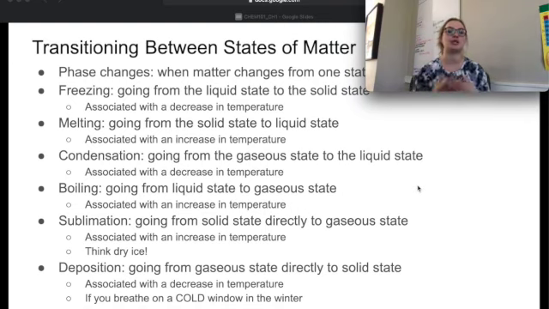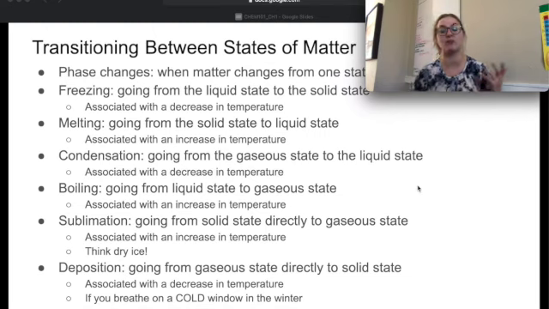So freezing is going from the liquid state to the solid state. It's associated with a decrease in temperature, right? If we want to freeze water to make ice cubes, we've got to get water from the sink, put it in our ice cube tray, put it into the freezer, and let it sit for a while to have that temperature decreased enough that those atoms and molecules slow down enough that they can become a solid. Melting is just the opposite of freezing. So if something is melting, it's going to go from the solid state to the liquid state, and of course it's associated with an increase in temperature of the substance itself.